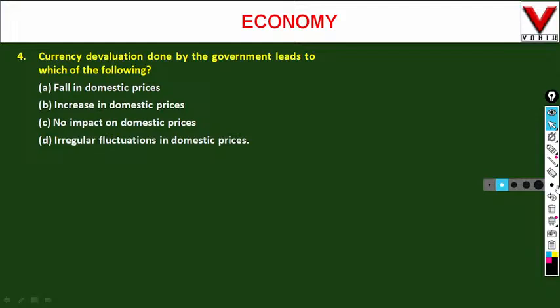Currency devaluation. Okay, listen correctly. Currency devaluation done by the government leads to which of the following? Fall in domestic prices, increase in domestic prices, no impact on domestic prices, or irregular fluctuation in domestic prices. Very conceptual.